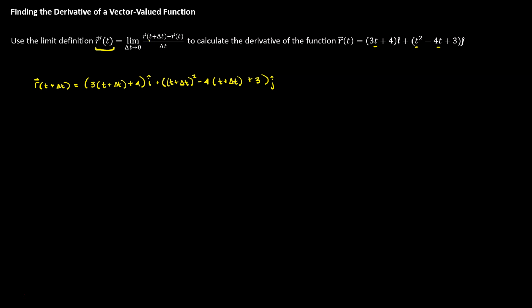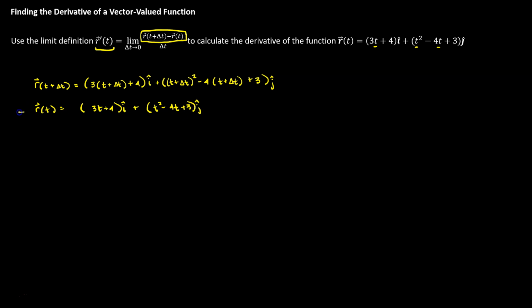But that's going to look really messy. There's a lot going on here. So what I suggest is let's find out what the numerator looks like. Let's do this simple operation, this vector difference, before we plug it into the limit notation. We know that r of t is the function 3t plus 4 i hat plus t squared minus 4t plus 3 j hat.